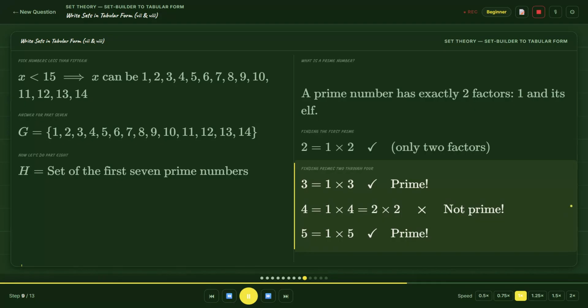3 is prime because only 1 and 3 make it. But 4 is not prime because 2 times 2 also makes 4. That's too many ways. Then 5 is prime, only 1 and 5 work. So our second and third primes are 3 and 5.